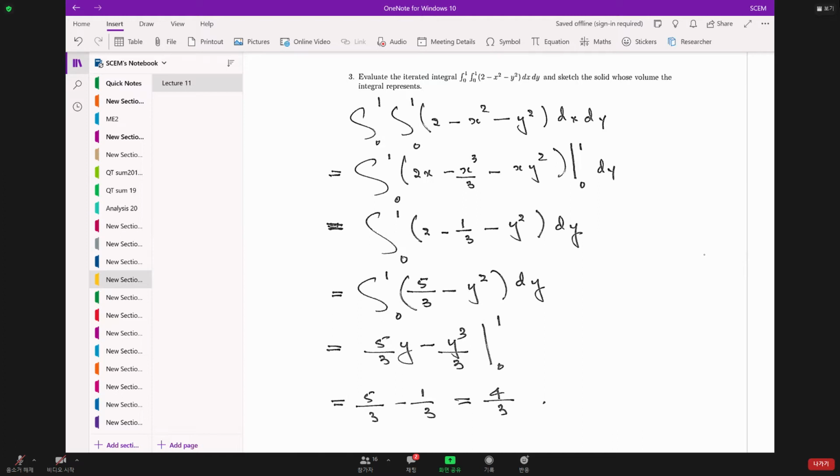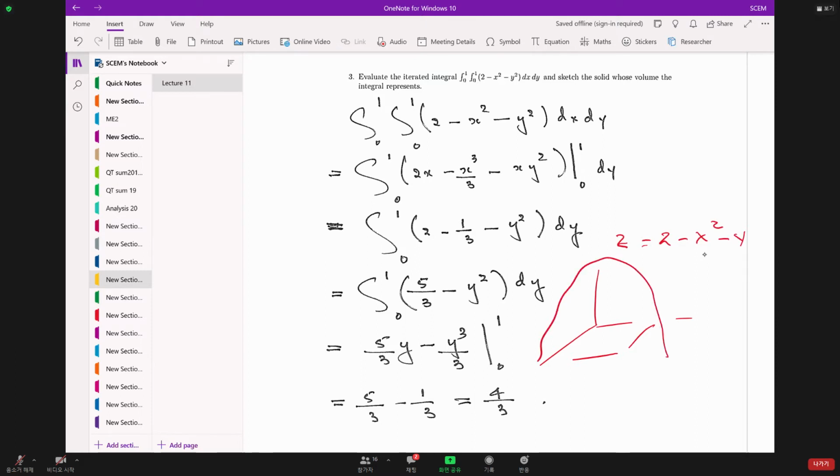So you have to evaluate now here. You have to evaluate this integral and sketch a solid whose volume the integral represents. It is some surface like this. So you are integrating this over a rectangle. And it's some surface, so z equals 2 minus x squared minus y squared. So it's some surface like this.